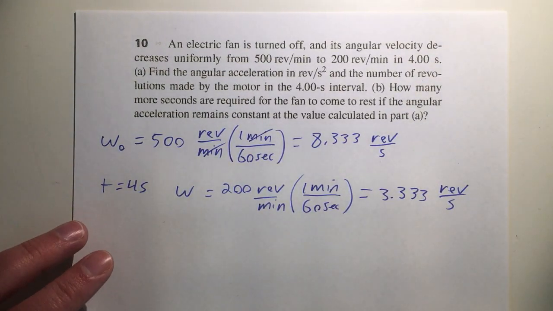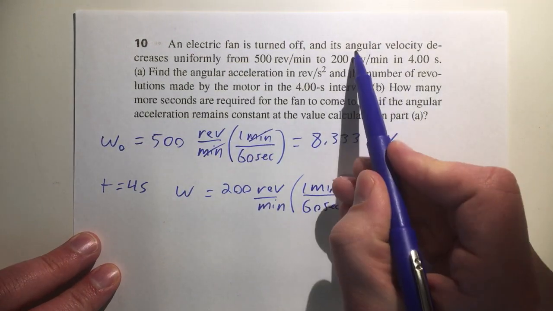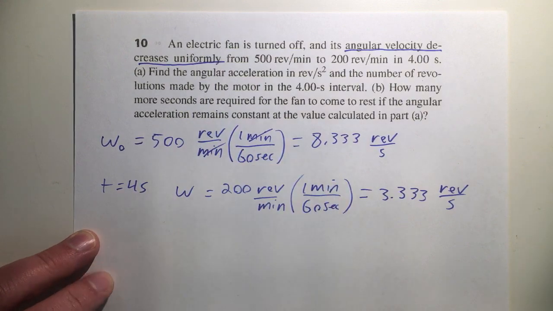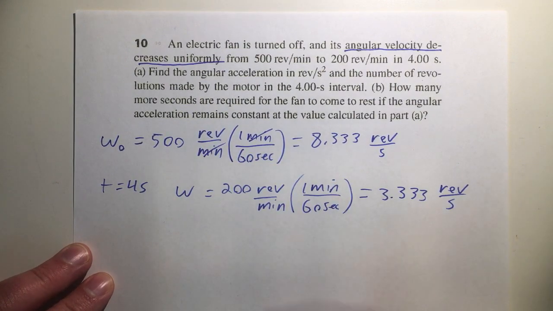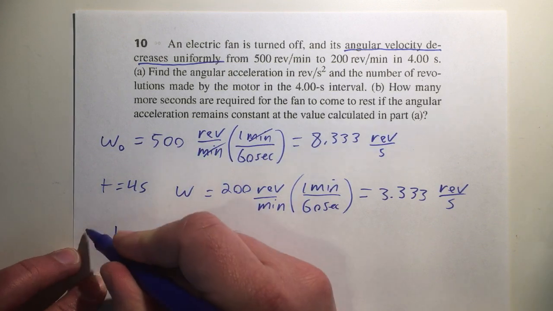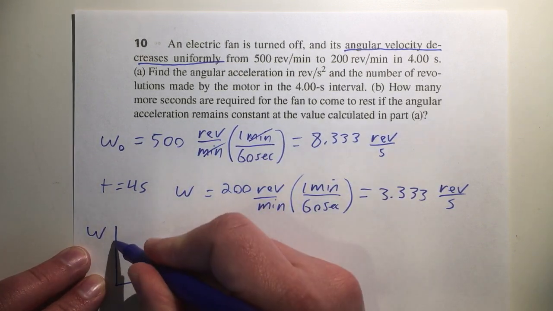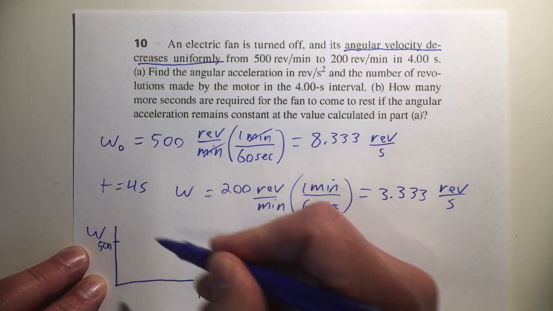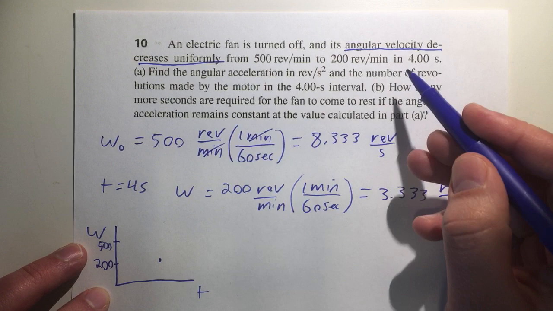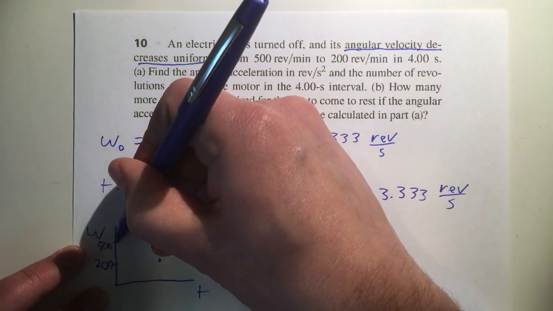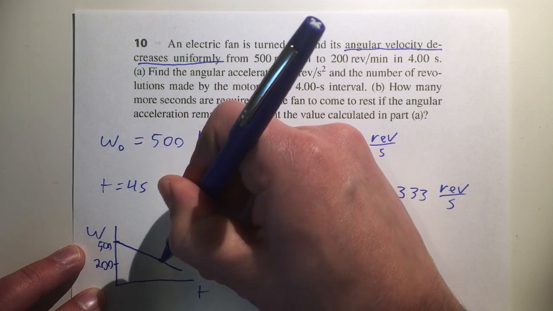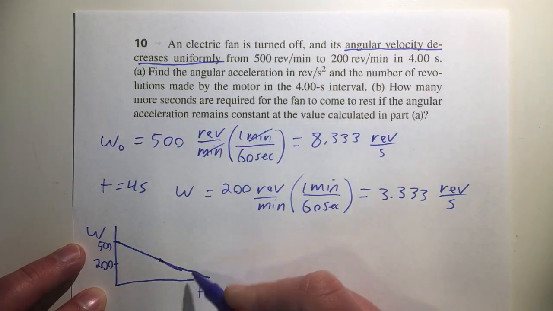There's one other known that's kind of hidden in the problem. It says that the angular velocity decreases uniformly. So that's a good idea to maybe just plot that. Initially, I can plot omega versus t. Initially, it's spinning at 500. Sometime later, it's spinning at 200 or so, and it's decreasing uniformly. So what that means is as the angular velocity decreases, it's doing so at a constant rate. So I draw a straight linear line here.